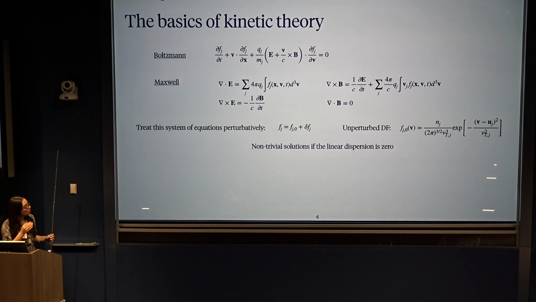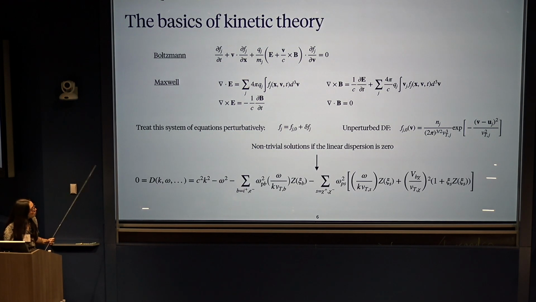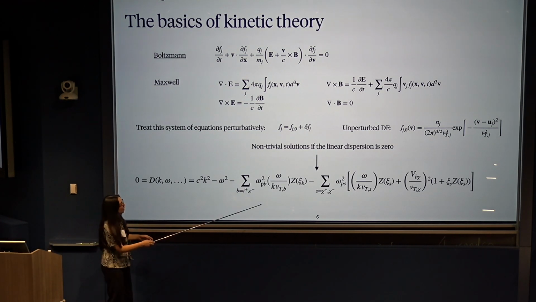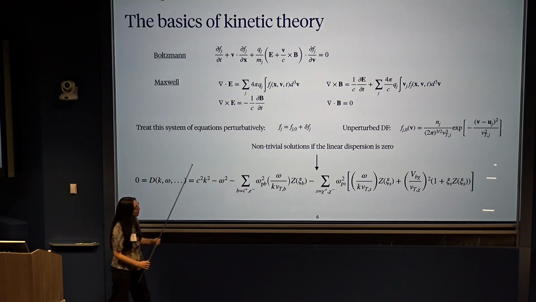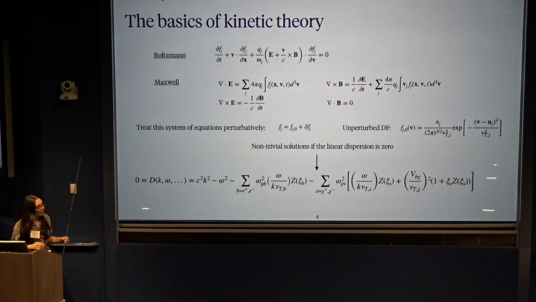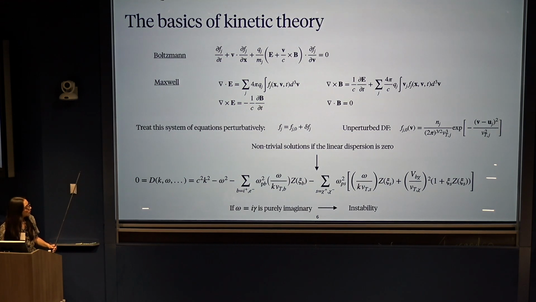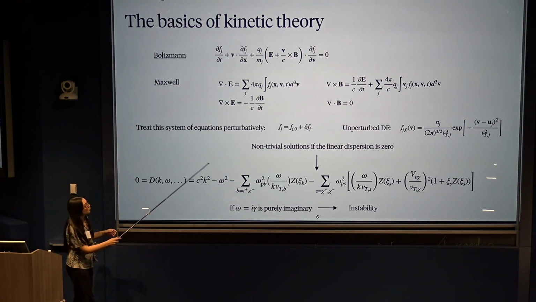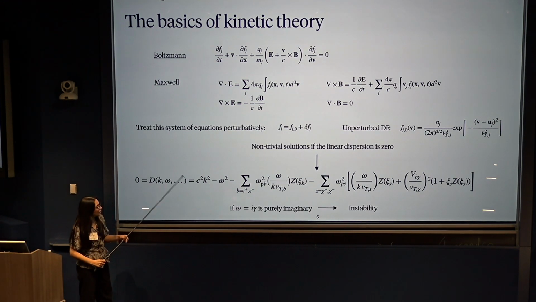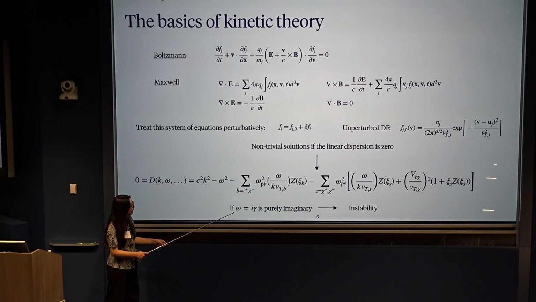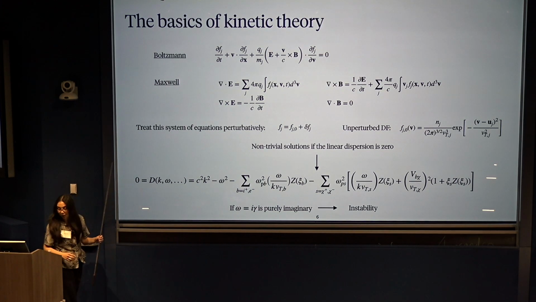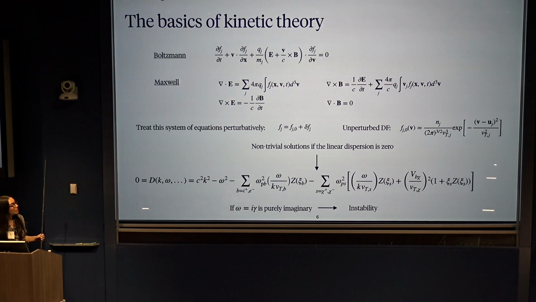And so to get non-trivial solutions for frequencies, what ends up happening is you get this linear dispersion relationship, which depends on this ugly plasma dispersion function. And to get non-trivial solutions, you need this to be 0. In particular, I said that the perturbation was going to be a plane wave. So to get this instability, what you really need is frequencies that are purely imaginary. If you can get solutions like this, then you'll get these instabilities.